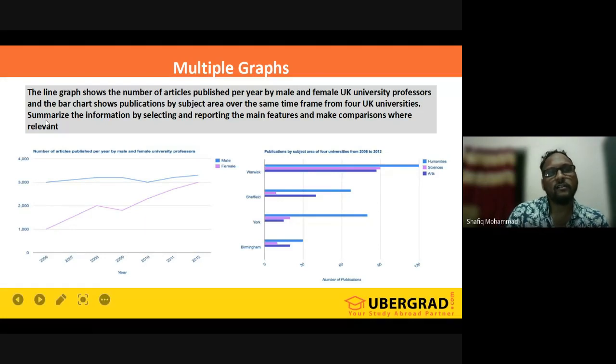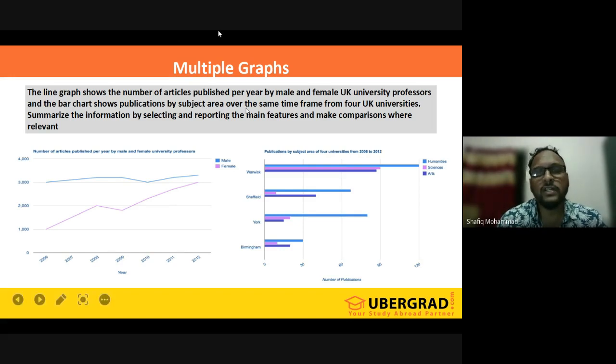So here we have a line graph that shows the number of articles published per year by male and female UK university professors. So UK university professors were publishing some articles. And the bar chart shows the publications by subject area. This is how many publications they have done. So a line graph and a bar graph is given, and this also we can very beautifully explain in 150 words.